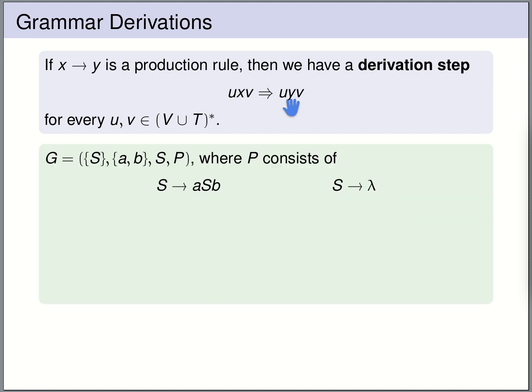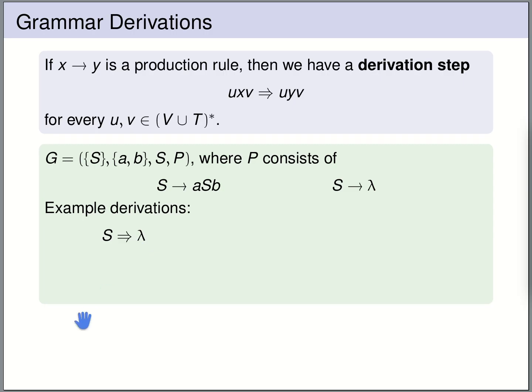Let's have a look at an example. Here we have a grammar with variables just S, terminal letters a, b, start variable S, and we have 2 production rules. S can be replaced by aSb, or S can be replaced by lambda. Now what can we derive? We start with our starting variable S. Now the shortest word that we can derive is by applying this rule. We immediately go to lambda. So we get the derivation step, which is denoted by this fat arrow from S to lambda.